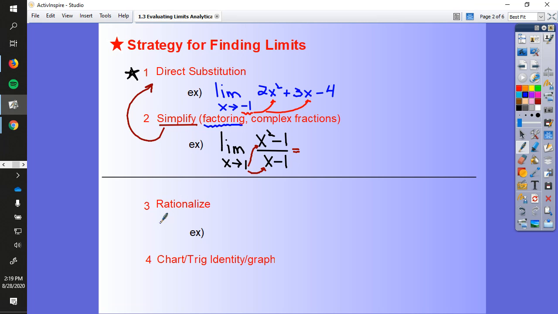There's a good chance that factoring would come into play. Complex fractions would be another one. We may look at rationalization as well today. We'll see what kind of time we have. And then definitely the trig stuff will be obvious because you have trig things.